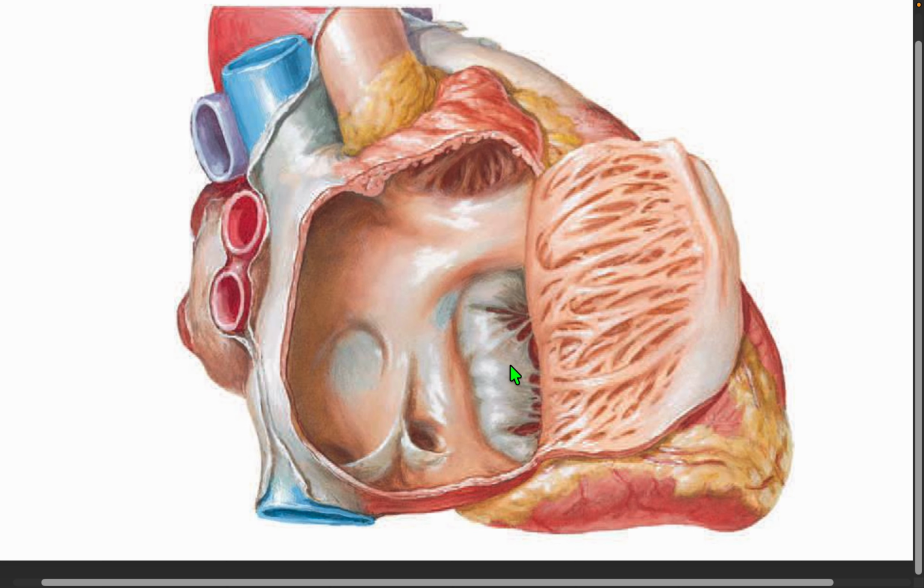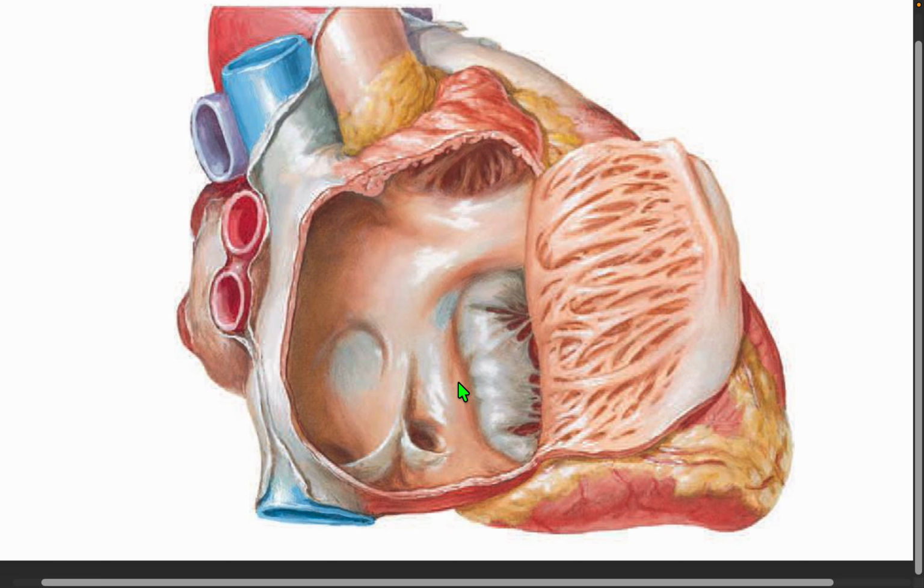The plane of the orifice is almost vertical so that blood flows almost horizontally. We can see the plane of the valve. So when the blood is flowing from the right atrium to the right ventricle, it flows almost horizontally.